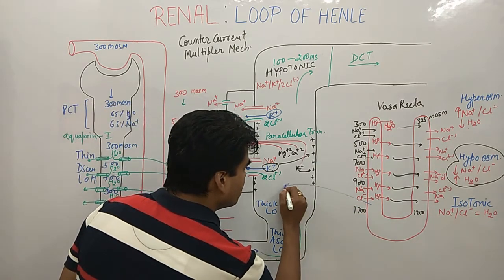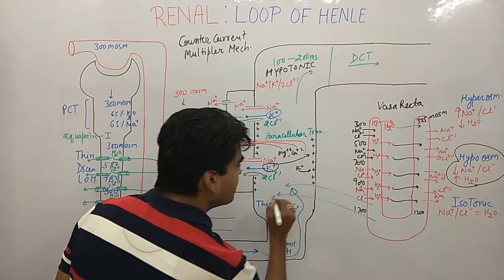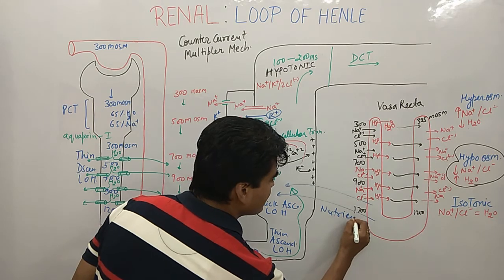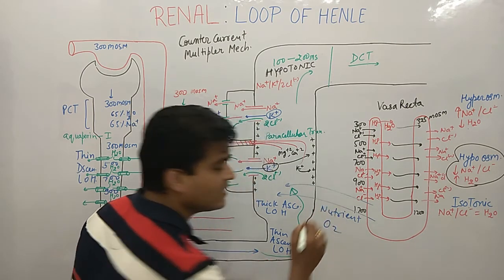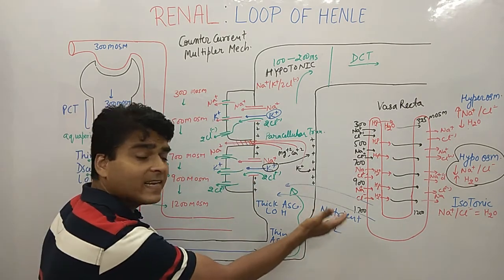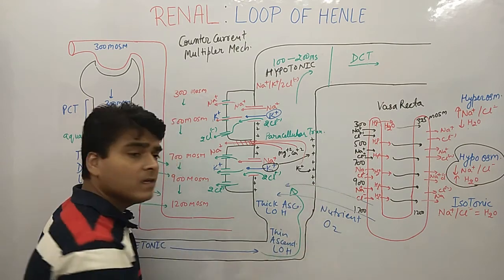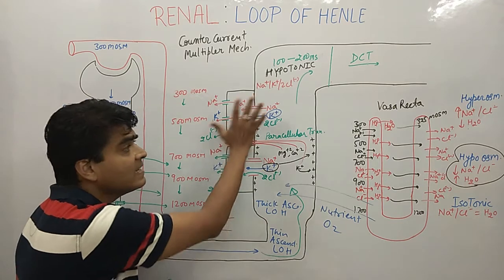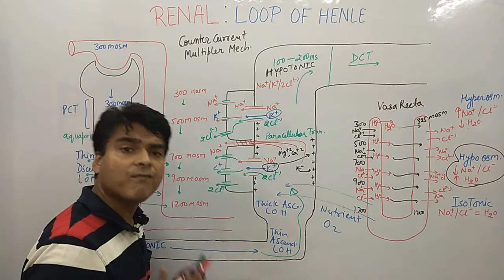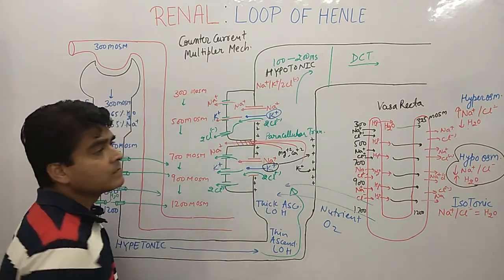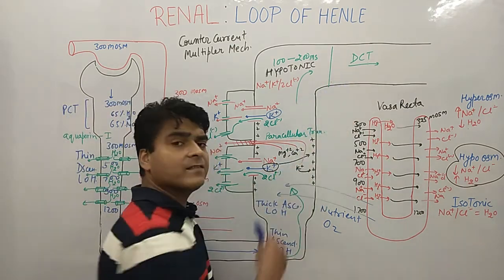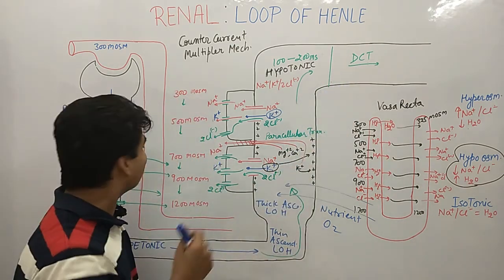It moves the nutrition in this area, nutrition in this area as well as oxygen in this area. So it helps in the maintenance of the nutrients which are required as well as oxygen which are required in this area for proper functioning. Clear everyone? Okay, so the latter part is DCT, which we are going to discuss in the next lecture.